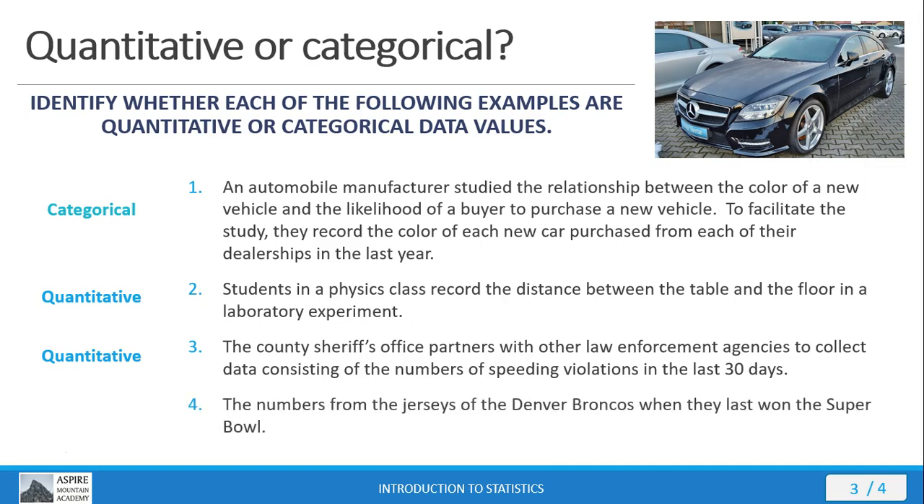Last one, the numbers from the jerseys of the Denver Broncos when they last won the Super Bowl. Quantitative or categorical? You make the call. Well, I hope you said categorical. Remember that numbers used as names, labels, or other unique identifiers are describing different categories, which makes them categorical data.